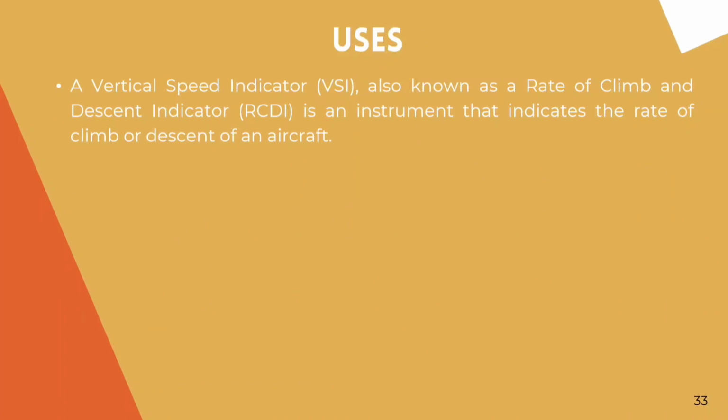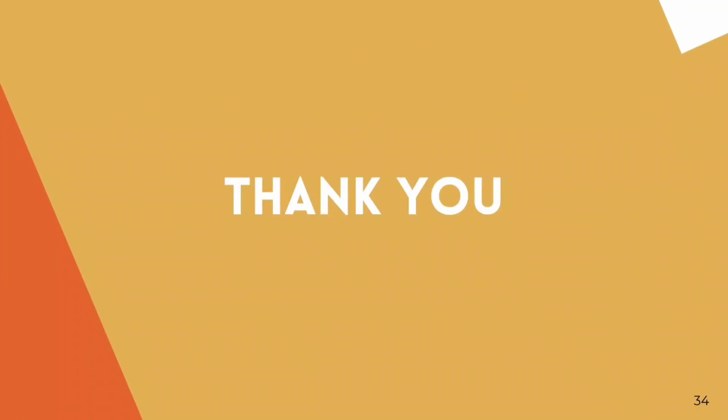The uses of VSI. A vertical speed indicator, also known as the rate of climb and descent indicator, RCDI, is an instrument that indicates the rate of climb or descent of an aircraft. This was all about the air data instruments.